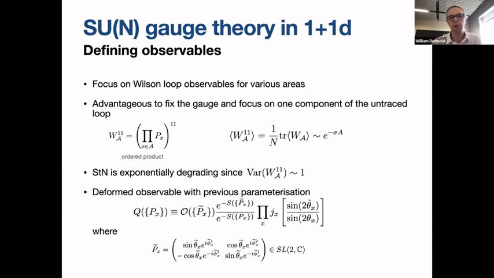So again, we're going to look at Wilson loops. Technically, we're going to look at the 1-1 component of the untraced Wilson loop, but the expectation value of this is the same as the expectation value of the trace of the Wilson loop, so that's fine. And we need to do this with having fixed the gauge. But the reason to do this is that this allows for a deformation that can change phases easily.